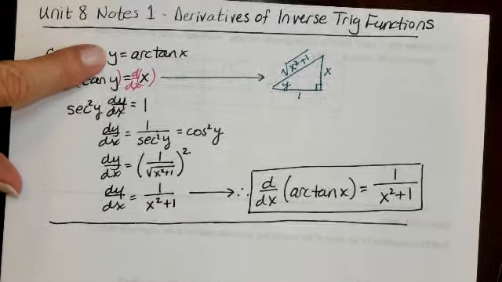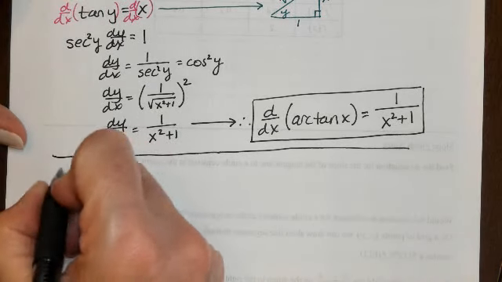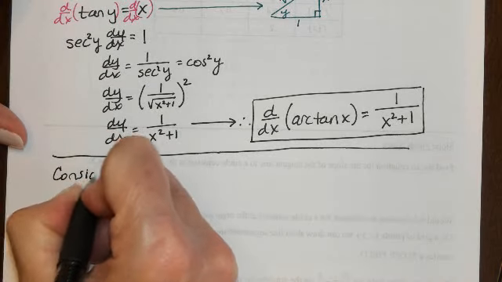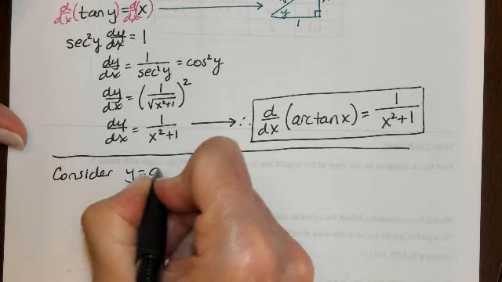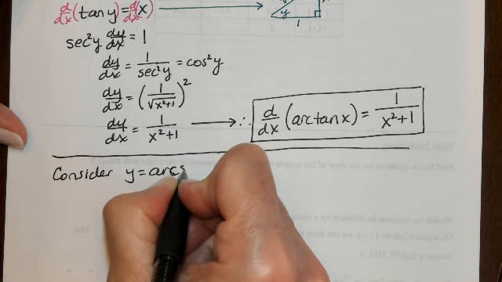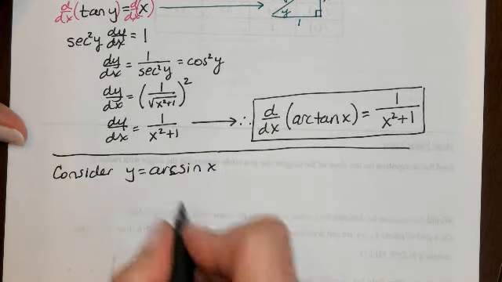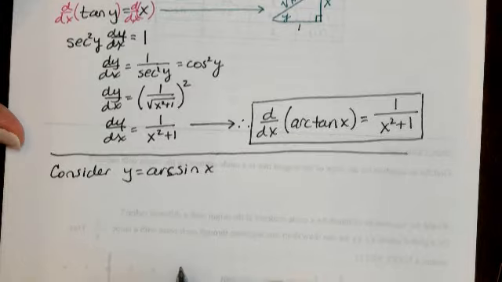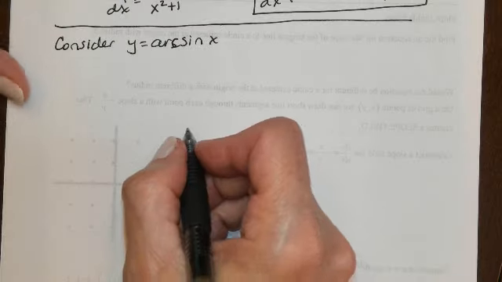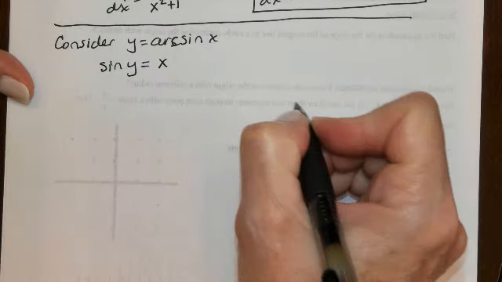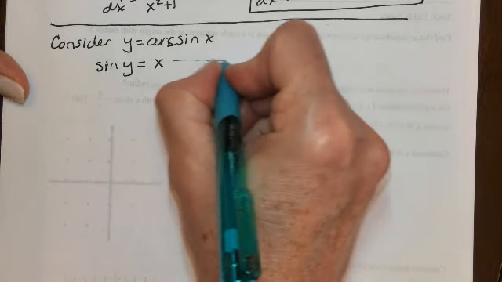Okay, let's do the same thing. Instead of doing it for arctan, let's do it for arcsine. So let's consider y is equal to arcsine of x, which is the same thing as sine inverse of x, right? So if y is equal to arcsine of x, then sine of y is equal to x. We take sine of both sides. Let's go off to the side and draw a triangle representing that situation.